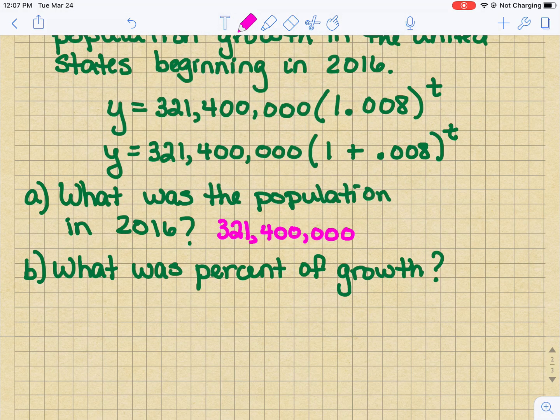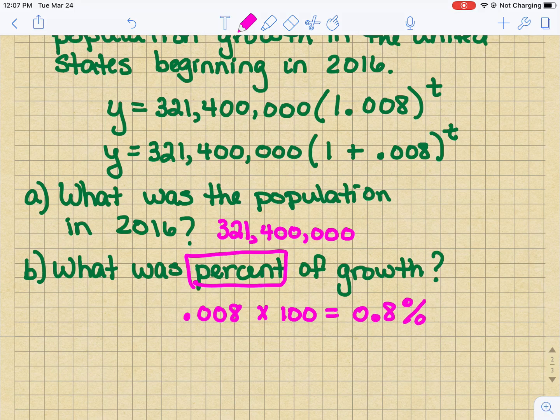We have to do the opposite. So we're going to take 0.008 and we're going to times that by 100. And that will give my percent of growth, which is 0.8%. That's my growth percentage per year. Okay?